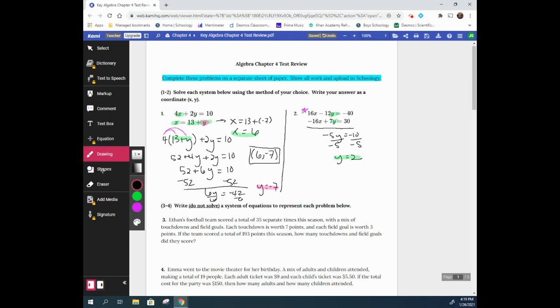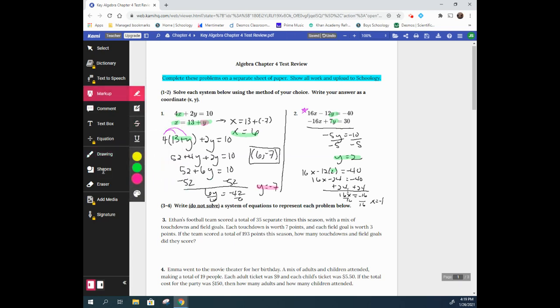So if I pick the first one, I would have 16x minus 12 times 2 equals negative 40. So again, in place of the y, I put in that y value of 2. So then I have 16x minus 24 equals negative 40. And then I'm going to add 24 to both sides. So I'm going to have 16x equals negative 16. And then when I divide both sides by 16, I get x is negative 1.